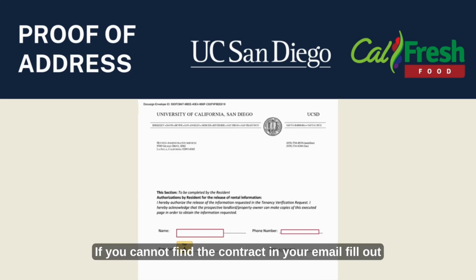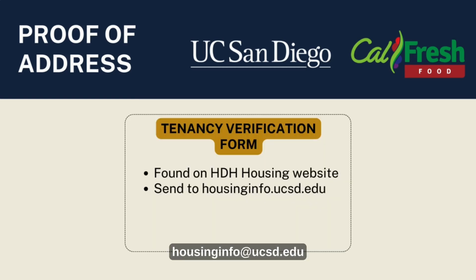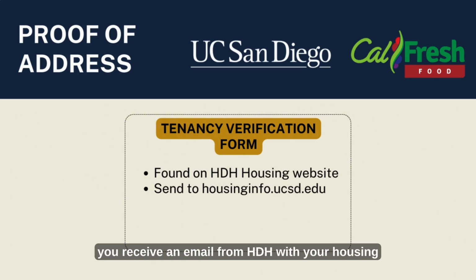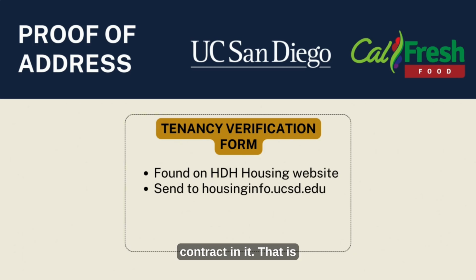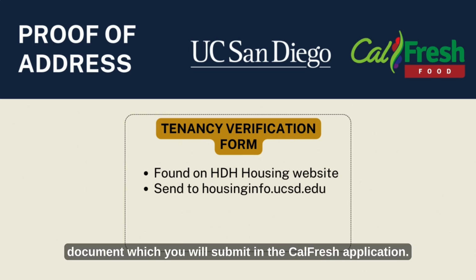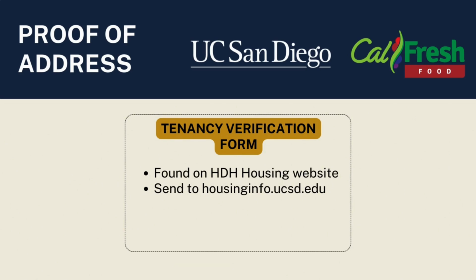From here, download the document and save it to your files. If you cannot find the contract in your email, fill out this tenancy verification form and send it to housinginfo@ucsd.edu with your PID in the email. Afterwards, you will receive an email from HDH with your housing contract in it. That is the document which you will submit in the CalFresh application.